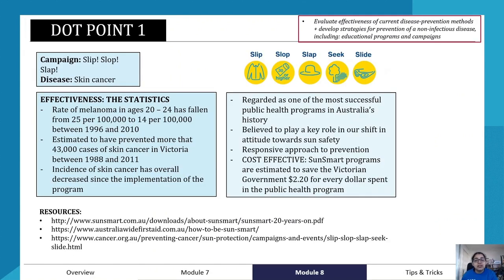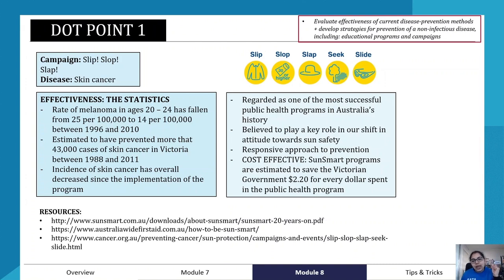So, effectiveness. The rate of melanoma in ages 20 to 24 has fallen from 25 per 100,000 to 14 per 100,000 between 1996 and 2010. Notice this. The program was implemented in 1980, and we saw a noticeable decrease between 1996 and 2010. So that clearly tells you that these programs take time. They take time for them to be implemented, for the results to show.